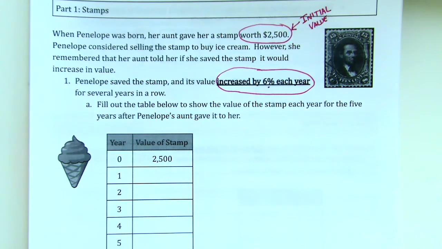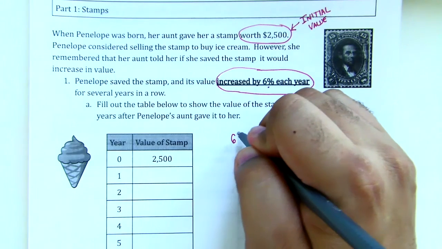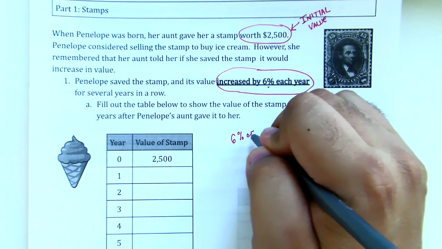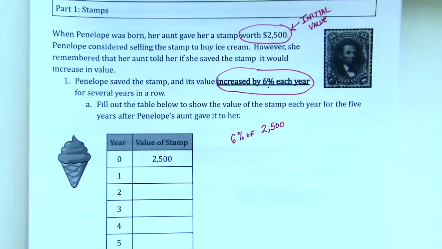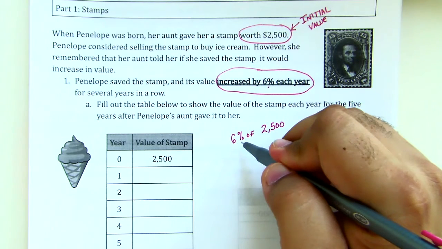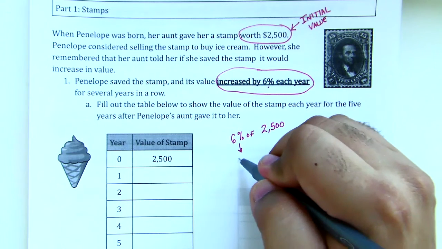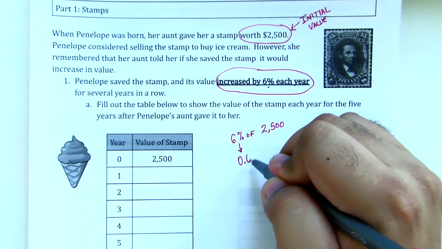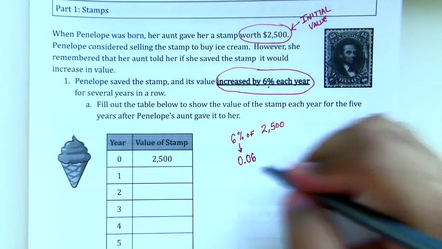So this is going to go back to when we were doing that unit on finance and we were finding things like sales tax. It's going to be a lot similar to that. So first thing that I want to figure out is what is 6% of 2,500 to figure out how much the stamp increased by. Now, remember, when you're dealing with percentages and you want to do math with it, the first thing you need to do is convert it to a decimal. So first, 6% as a decimal is 0.06. Be careful, it's not 0.6, it's 0.06.